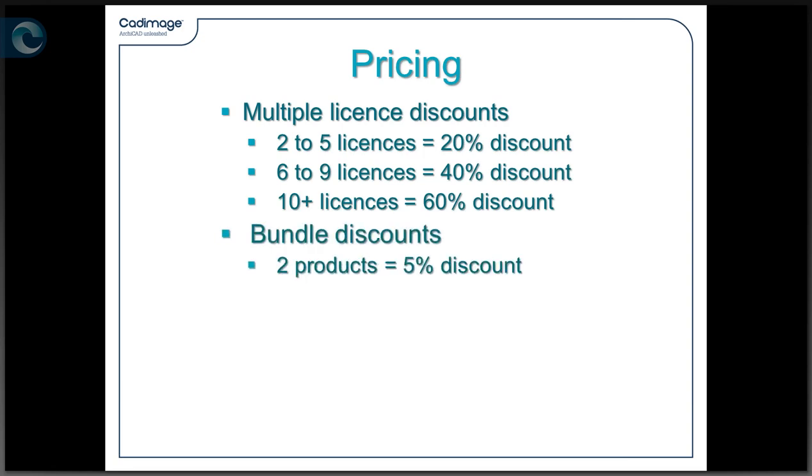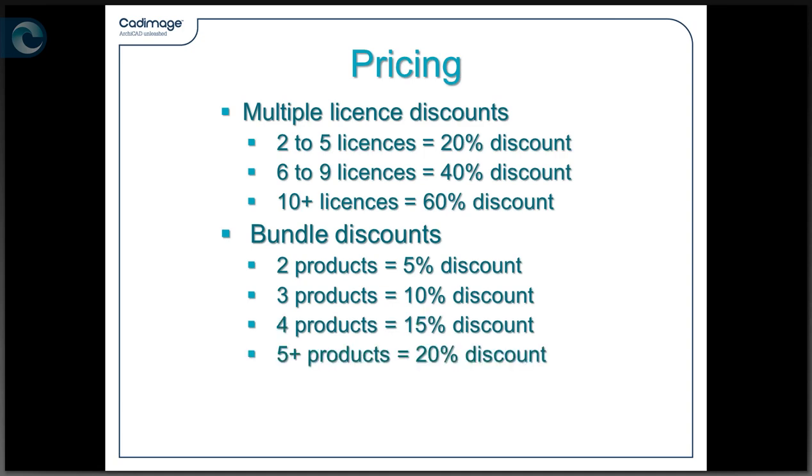There's bundle discounts as well, so we're looking at Stairs today, doors and windows tomorrow, coverings the day after. If you buy 2 products, you get a 5% discount, 3 products 10%, etc., up to 5 or more products where you get a 20% discount on the overall price. And the final bit is in terms of upgrades, we can tell you up front, the upgrade cost is 20% of the suggested selling price of the software, so it's not going to be a big shock when it comes time for upgrades.